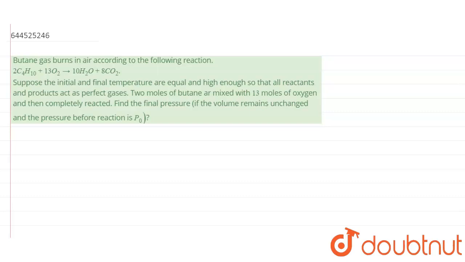Hello everyone, so the question is on the screen right now. The question is: butane gas burns in air according to the following reaction, 2C4H10 plus 13O2 is changed into 10H2O plus 8CO2. Suppose the initial and final temperature are equal and high enough so that all reactants and products act as perfect gases. 2 moles of butane are mixed with 13 moles of oxygen as shown in the reaction, and then completely reacted. Find the final pressure if the volume remains unchanged and the pressure before reaction is P0.